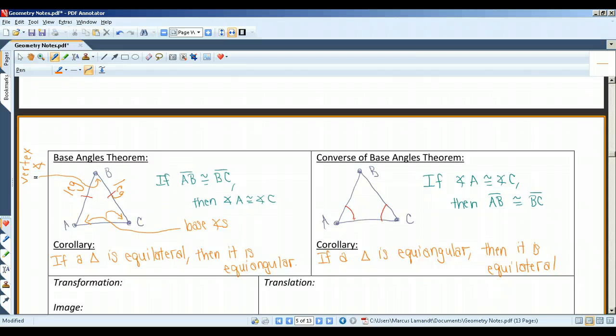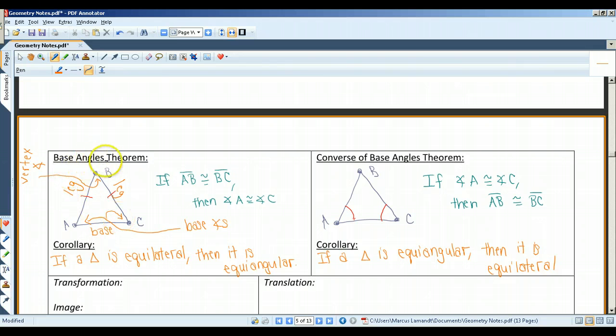Okay? The third side is the base, and I actually meant to write base here. Let me do that now. Okay? The third side is called the base of the isosceles triangle. And the two angles adjacent to the base, so in this case A and C, are called the base angles.